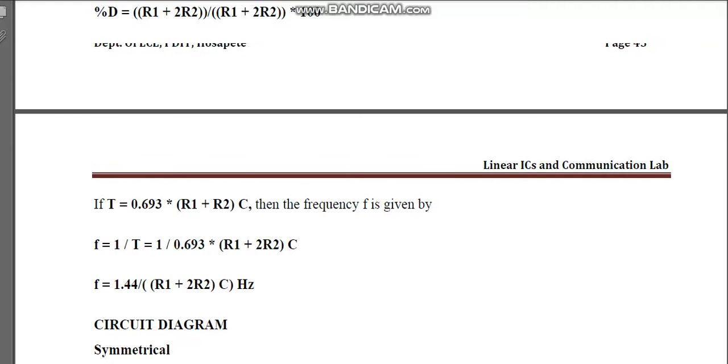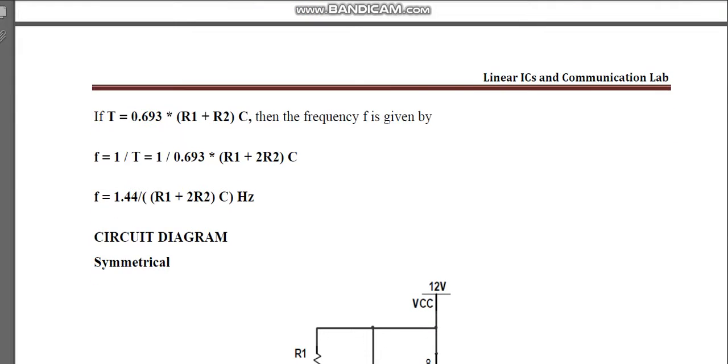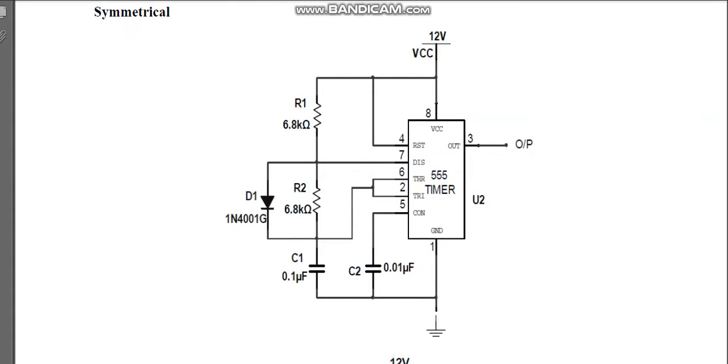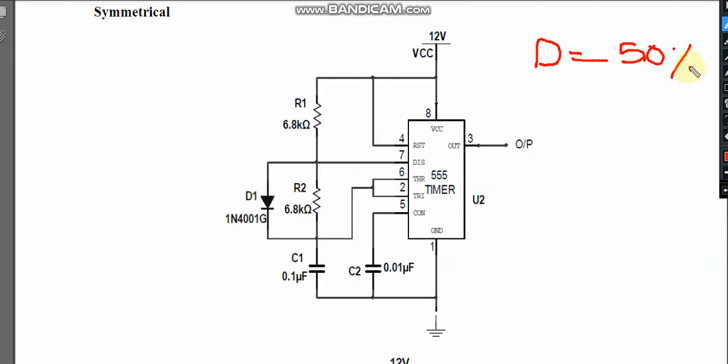So here you can see the frequency I have written, and in the equation, 1 divided by 0.693 becomes 1.44. So you have this example. In the design, I have assumed C1 as 0.1 microfarad and it is symmetrical. So automatically, for symmetrical, there is no necessity of giving you the values of duty cycle. What will be the duty cycle for a symmetrical wave? It will be 50%. That is, on period will be equal to off period, T on will be equal to T off.